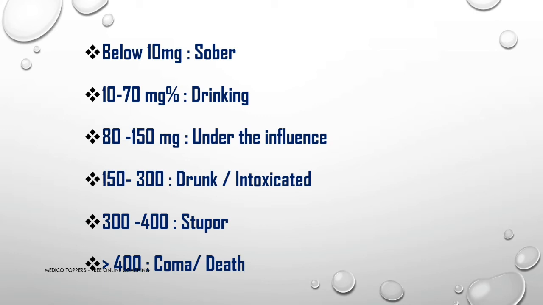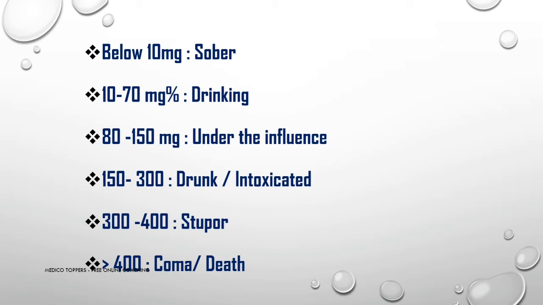So just listen. If alcohol concentration in blood is below 10 milligram, sober. Next, 10 to 70 milligram, drinking; 80 to 150 milligram, under the influence; and 150 to 300, drunken or intoxicated. They will go into stupor if it goes beyond 300 to 400. Above 400, coma and death can occur.